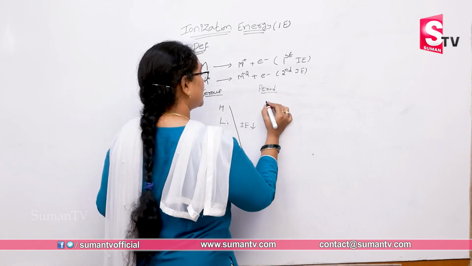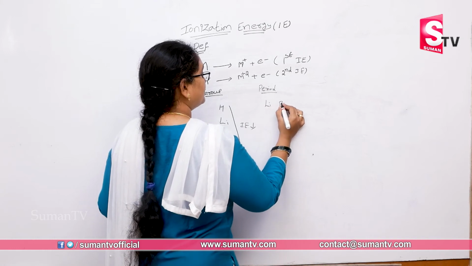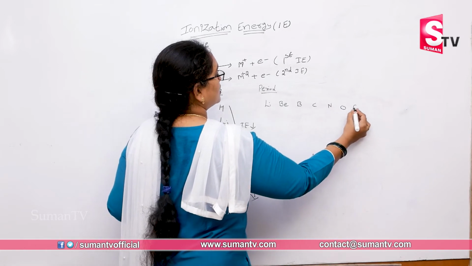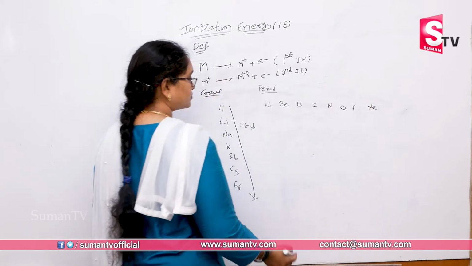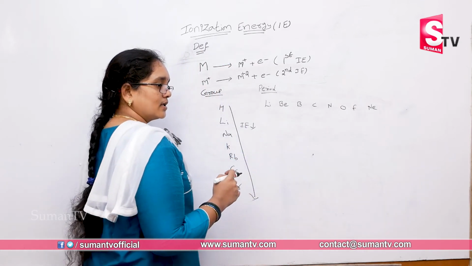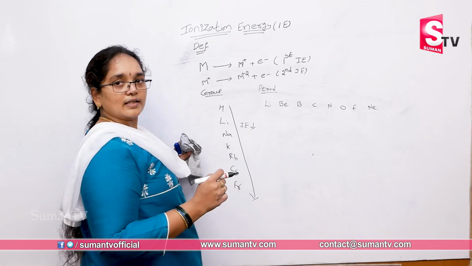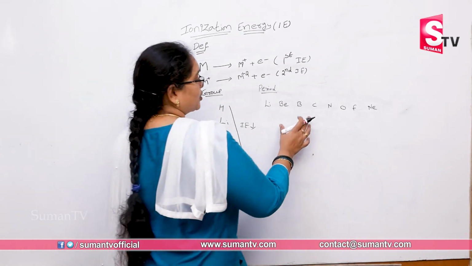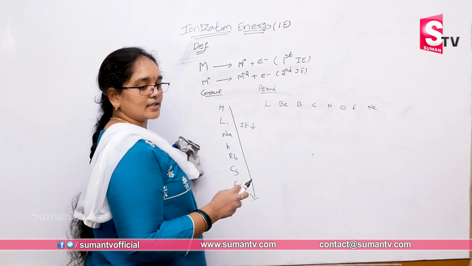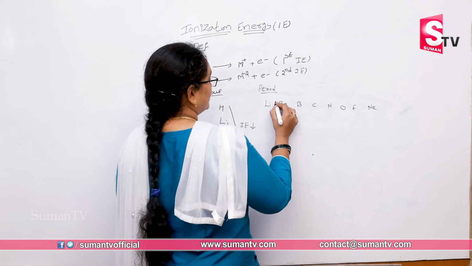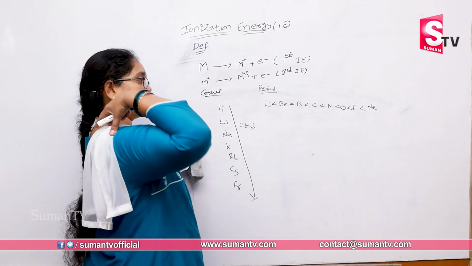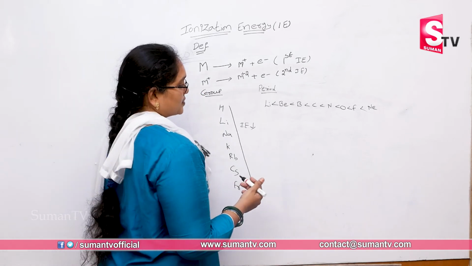Then when we come to the period, like the second period, that is lithium, beryllium, boron, carbon, nitrogen, oxygen, fluorine, neon. When we go from left to right, its atomic size decreases. Due to the decrease in size, its ionization energy increases. This is the order of ionization energy. But here some exceptions are there.